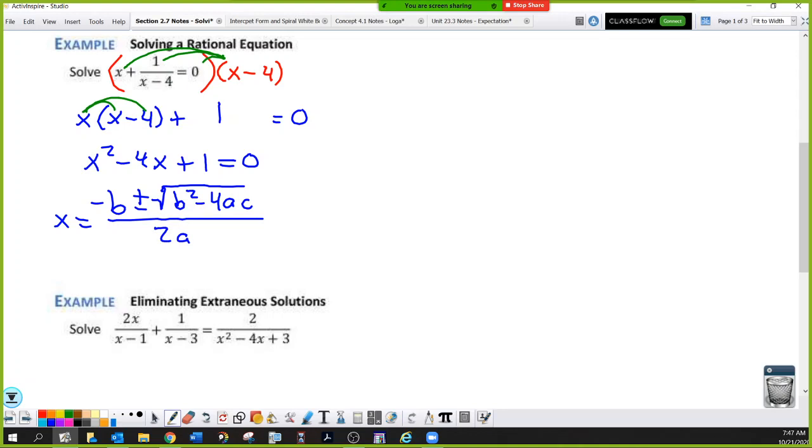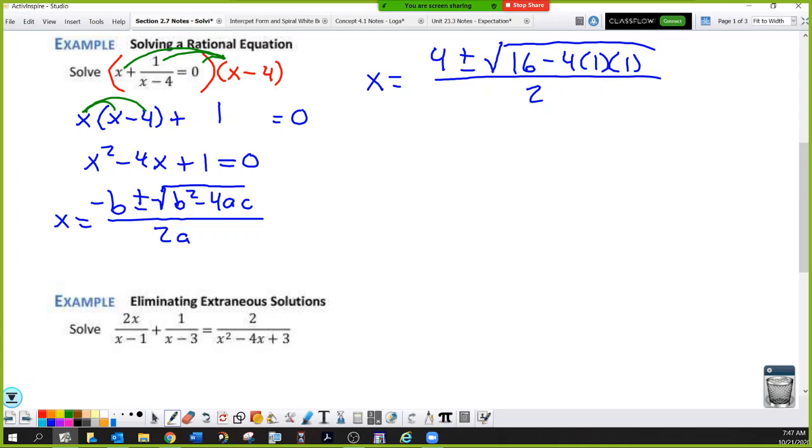So we're going to plug things into the quadratic formula. What's it give me? X equals, well, b is already negative, so I have negative negative 4, which is positive 4, plus or minus square root of b squared, which is 16, minus 4 times a, which is 1, and c, which is 1, all over 2a, well, that's just 2 times 1. So it's going to give me 4 plus or minus the square root of 12. 16 minus 4 is 12. And 12 is not a perfect square.